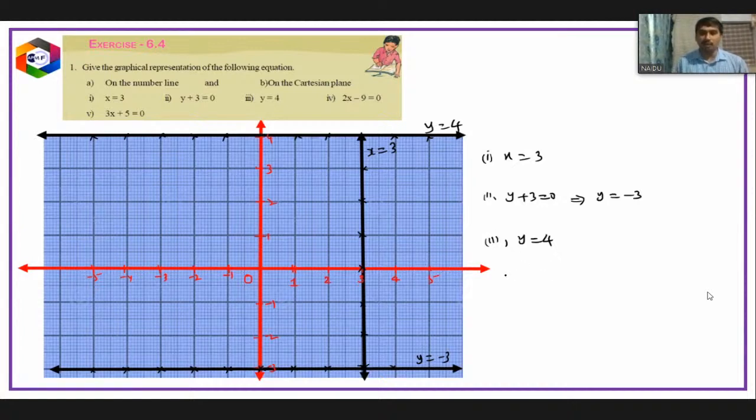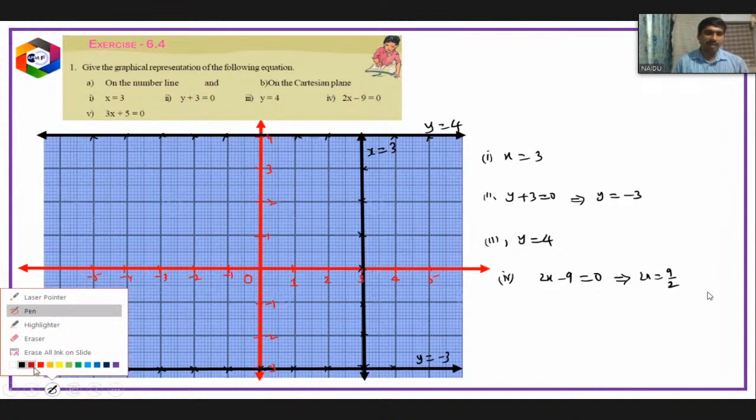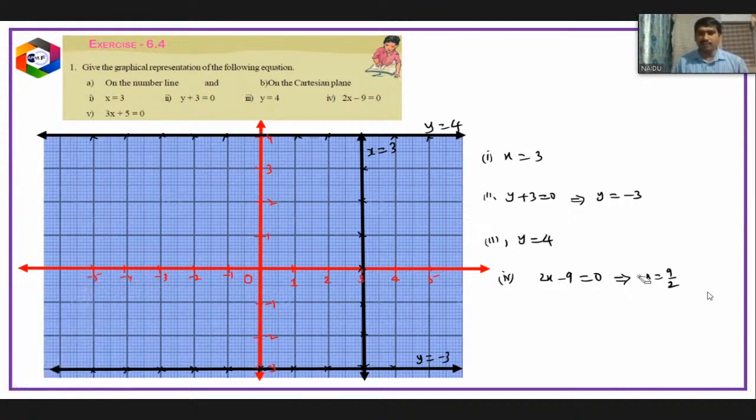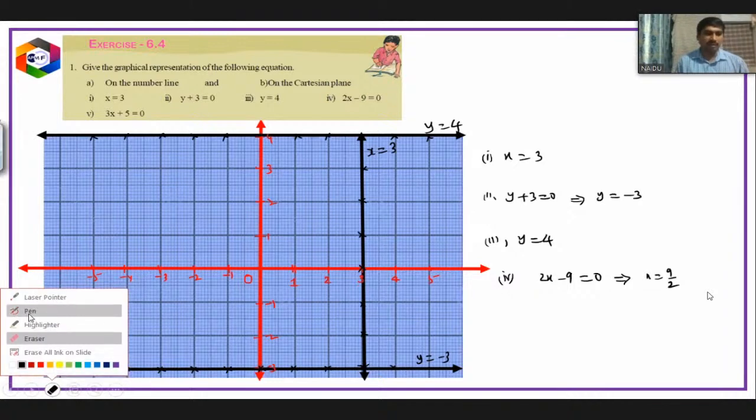And one final one more we have, the fourth one, 2x minus 9 equals to 0. From this, what is the 2x value? 9 by 2. Sorry, x value is 9 by 2, and the value of x is nothing but 4.5. So 4.5. Observe, children.